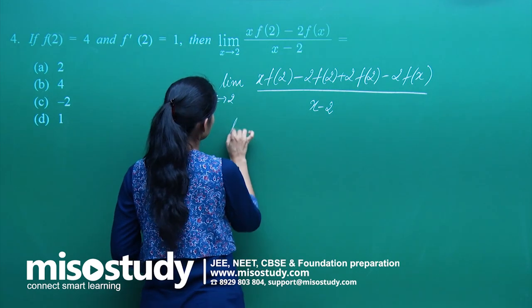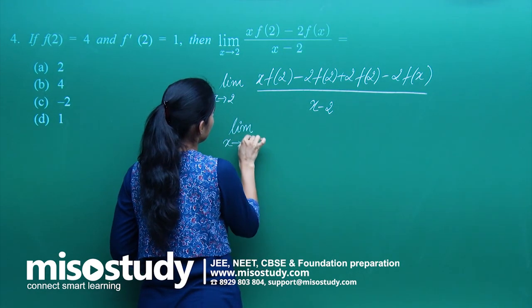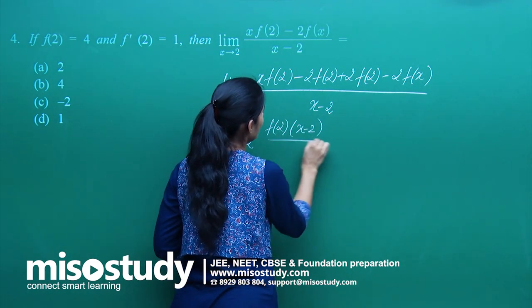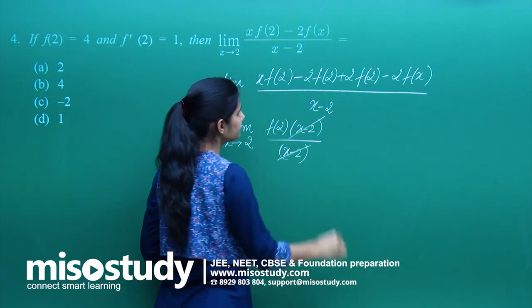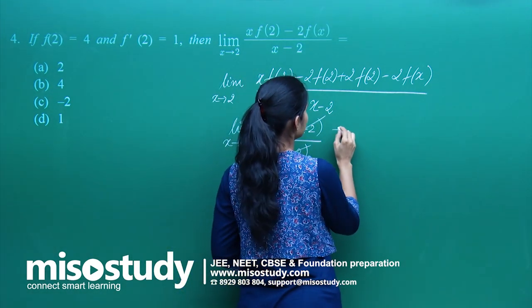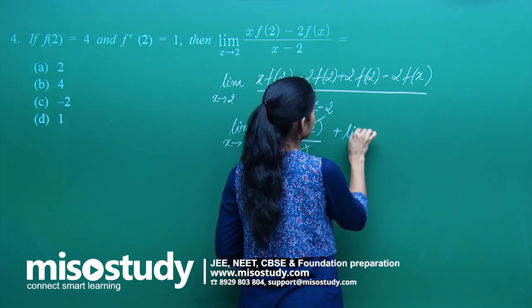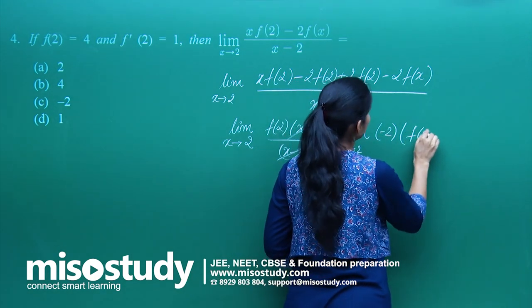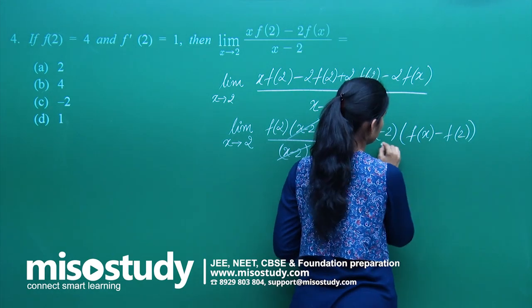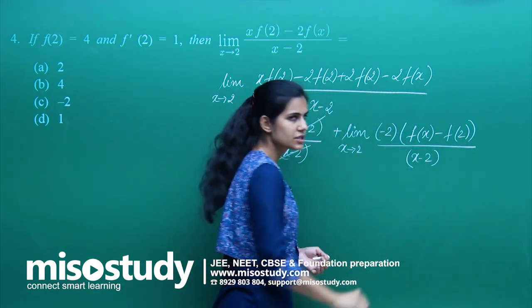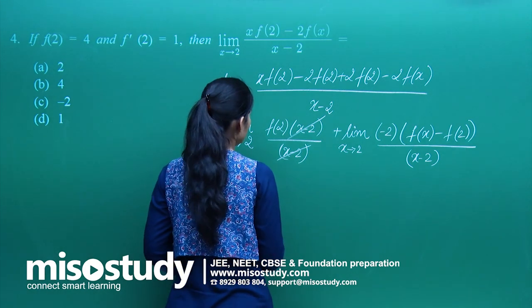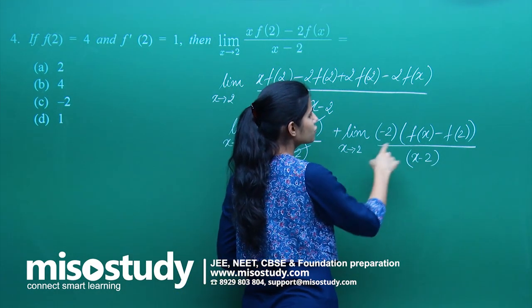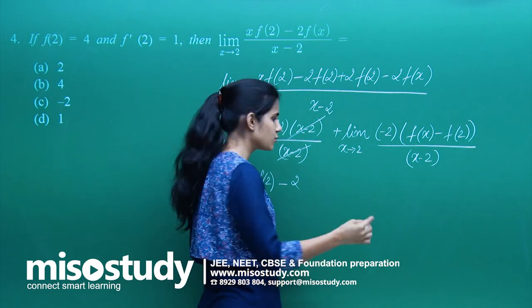Clear? Now this becomes what? This is limit x approaches 2. You can take out f of 2 common from here. You're left with x minus 2 whole upon x minus 2, plus limit x approaches 2 of minus 2 f of x minus f of 2 upon x minus 2. I'm just simplifying the expression, nothing else. So this gives me just f of 2. This is minus 2 limit x tends to 2 of f of x minus f of 2 upon x minus 2, which is what? F dash 2.